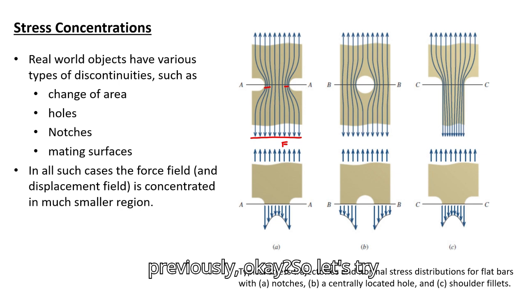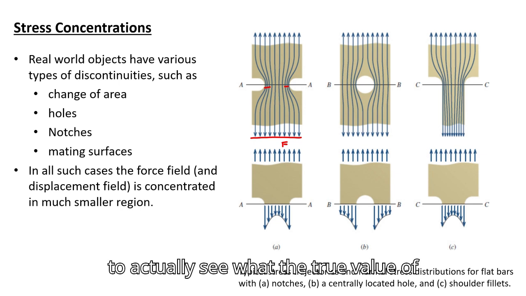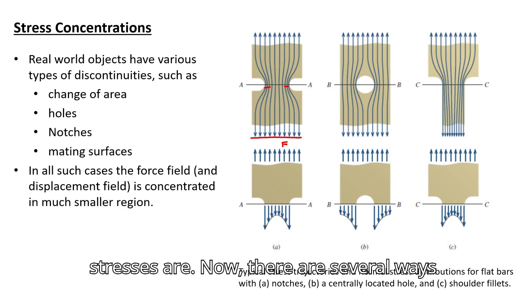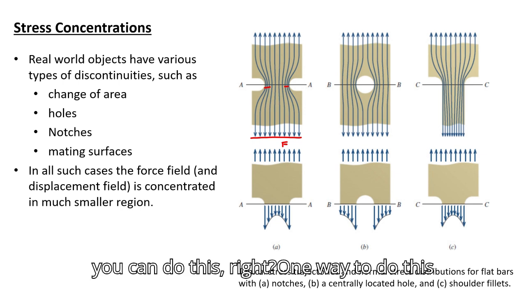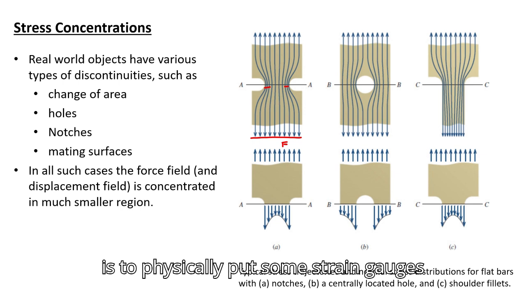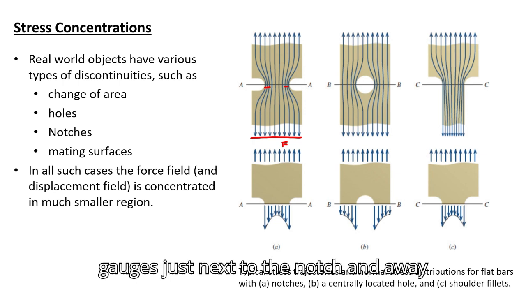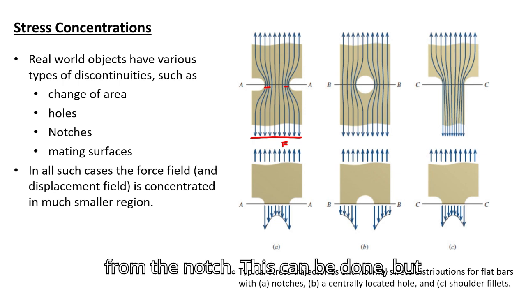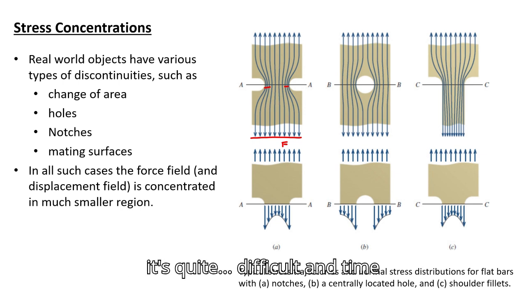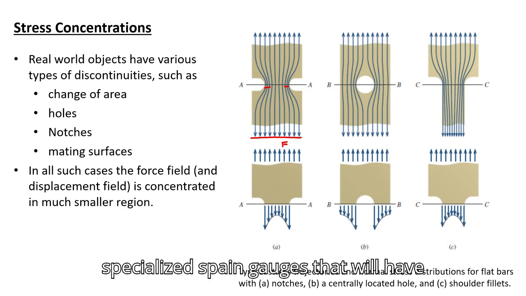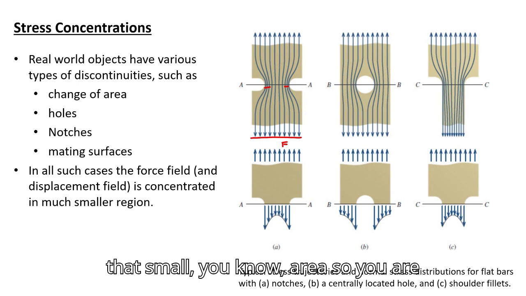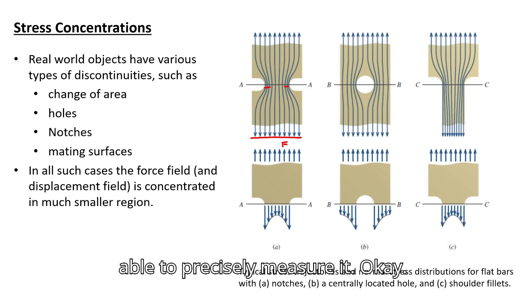Okay? So let's try to have a calculation that will allow us to actually see what the true value of stresses are. Now there are several ways you can do this, right? One way is to physically mount some strain gauges and actually then measure the strain just next to the notch and away from the notch. This can be done, but it's quite difficult and time consuming, of course, and you need specialized strain gauges that will have that small area, so you're able to precisely measure it. Okay?